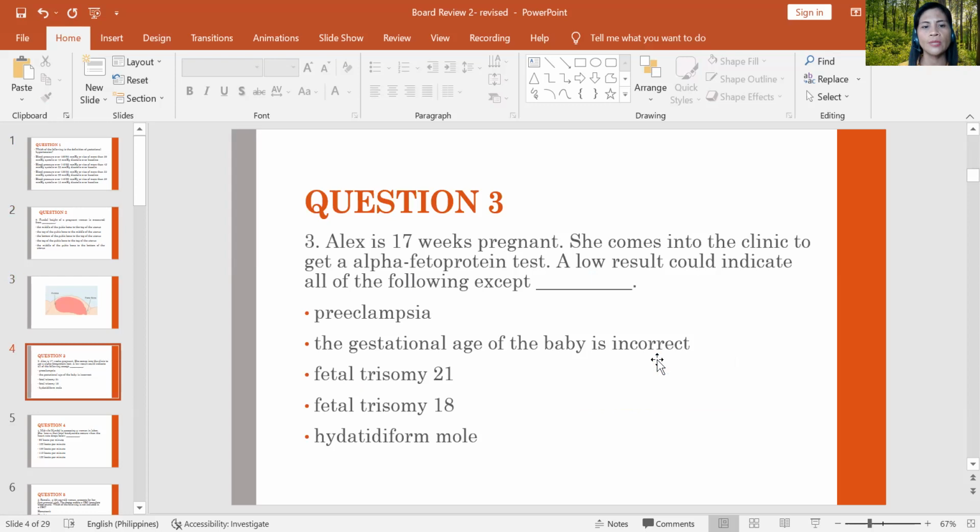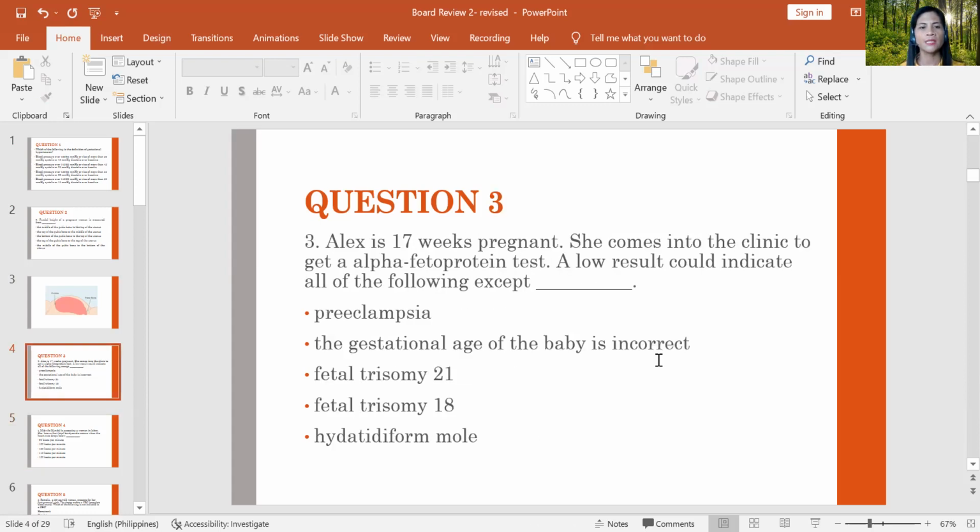Okay, let's go now to question number 3. Alex is 17 weeks pregnant. She comes into the clinic to get an alpha-fetoprotein test. A low result could indicate all of the following except blank. Is it preeclampsia? Another option, the gestational age of the baby is incorrect. Another one, fetal trisomy 21. Another one, fetal trisomy 18. And the last option, hydatidiform mole.